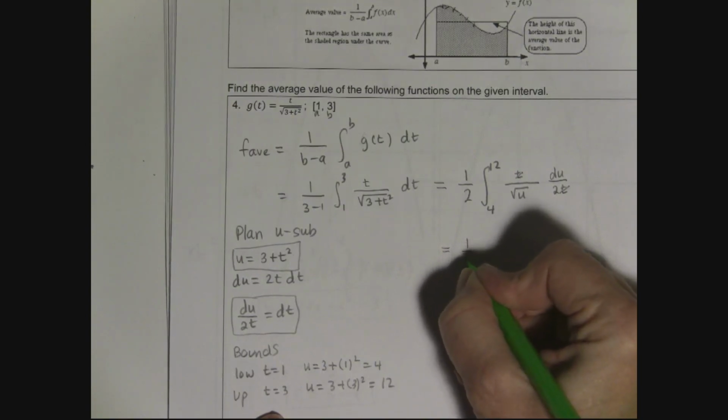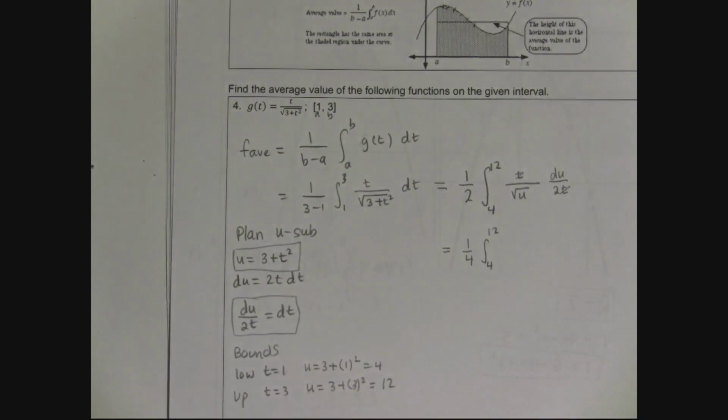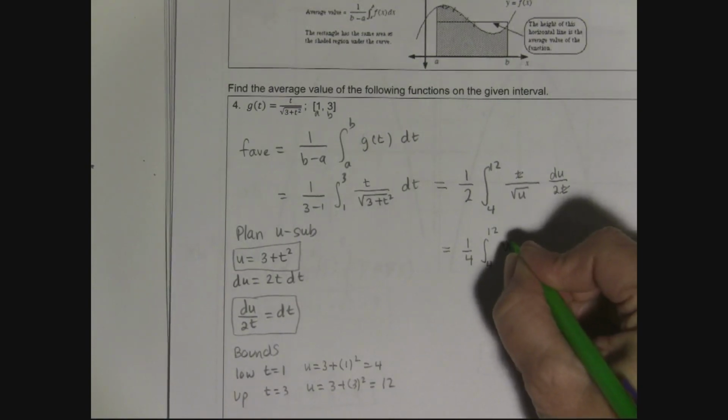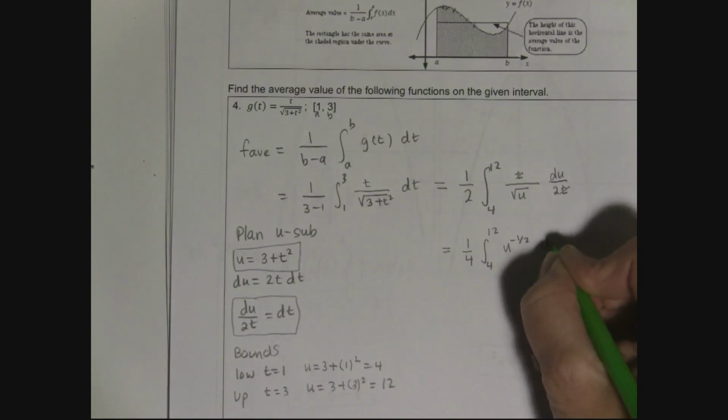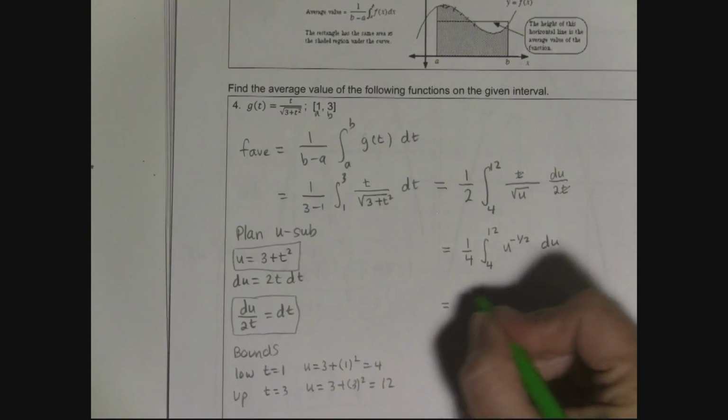So 1/4, the integral from 4 to 12. And you can't integrate something that's in the denominator. So I have 1 over u squared. No, not u squared, square root of u. So that is u to the negative 1/2. And so I have to put the negative 1/2 here, du, and now I have made it where I can integrate it.